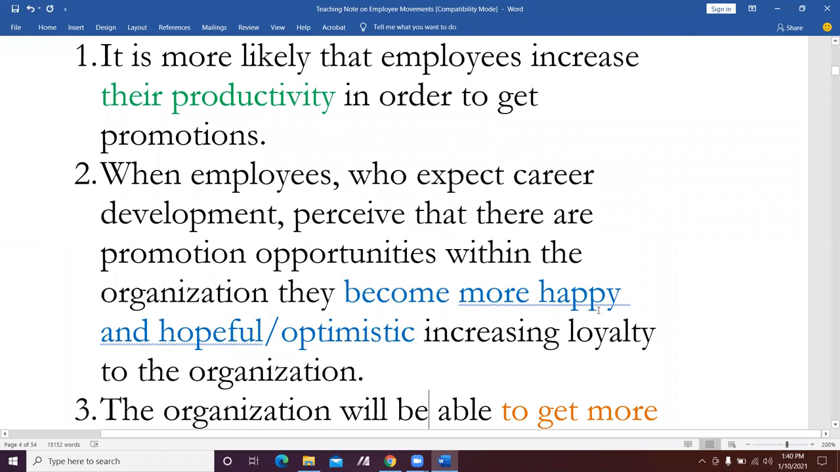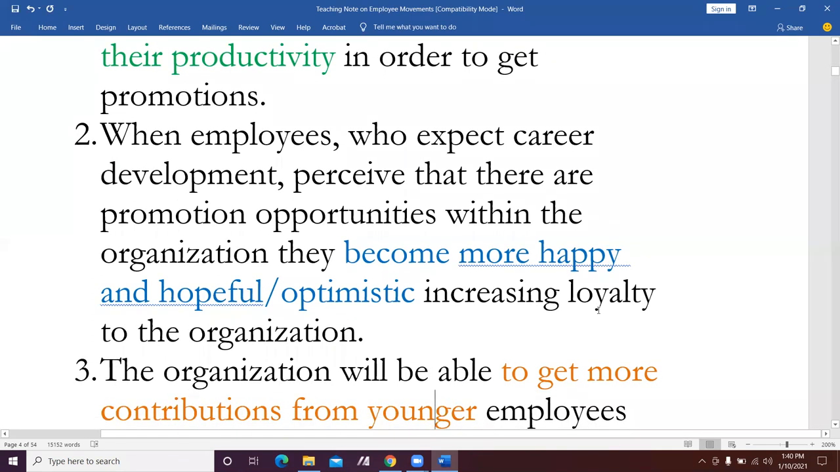Then employees who expect career development perceive that there are promotion opportunities within the organization. When they understand in that way, they become more happy, hopeful, optimistic, and their loyalty to the organization increases. Without loyalty, they understand that they cannot get promotions. Assume for a certain promotion, there must be at least 5 years service within the organization. Then the employee has to perform for 5 years. So loyalty to the organization increases.